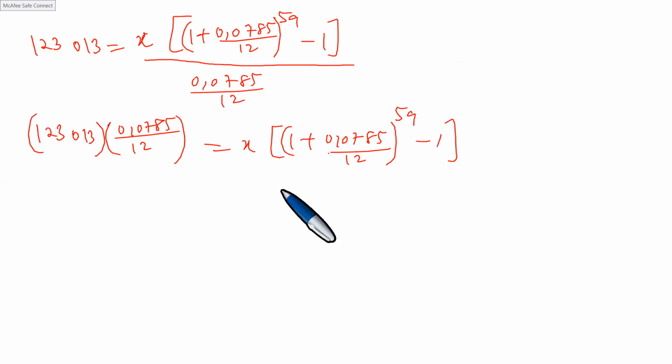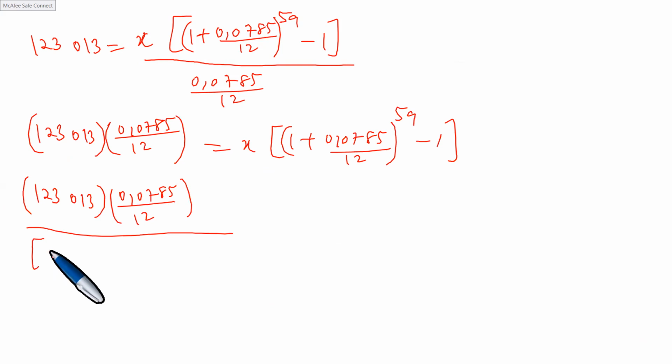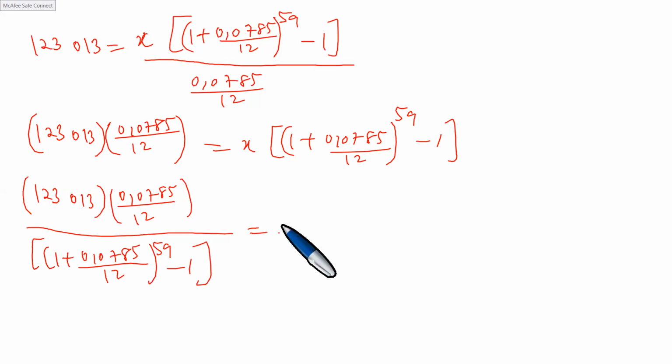So we want to get x, so we divide by this here. So it is 1,2,3,0,1,3 into 0,0785. You divide everything by 12. Okay, and you divide entirely by the following into 1 plus 0,0785. You divide by 12 into, you have 59 here, you subtract 1, and that is x.